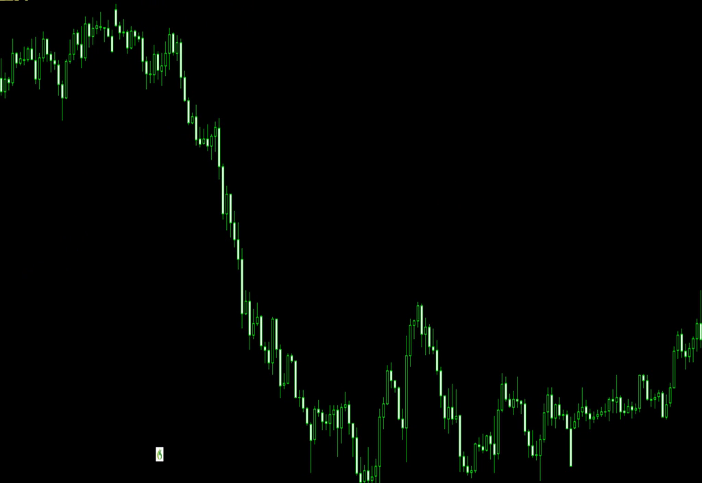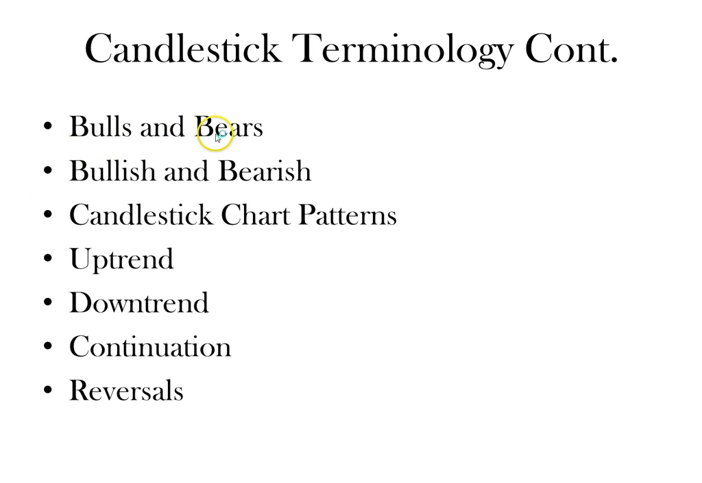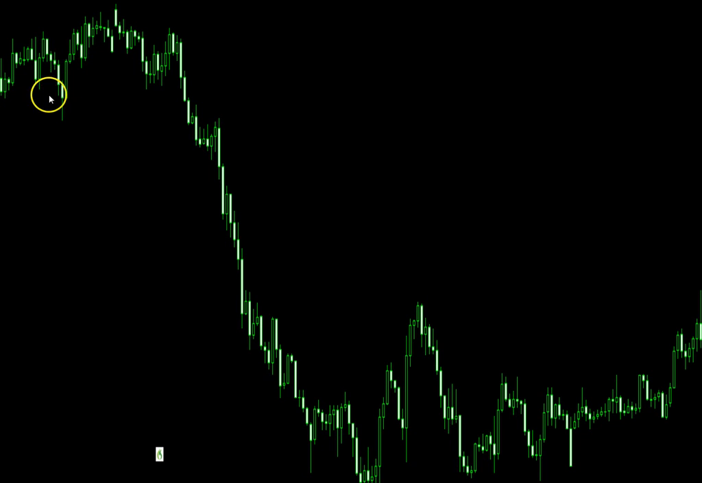So let's go back to the other video, to the other slide. We have our bulls and our bears, our bullish and bearish candlestick chart patterns, uptrend, downtrend, continuation, reversal. I want to show you that again. So we have our continuation again, followed by a downtrend with a reversal to where the currency pair goes up, with a reversal to where it goes down, followed by a continuation. So our downtrend, uptrend, downtrend, continuation.